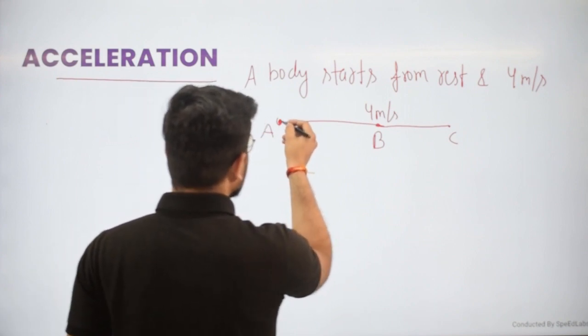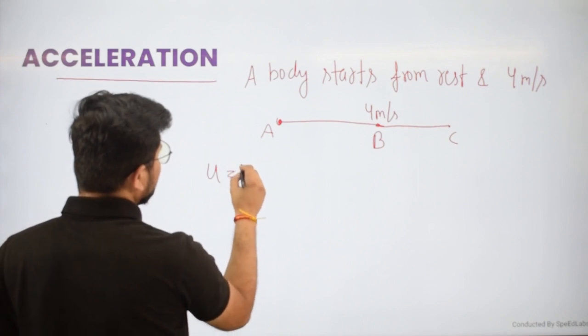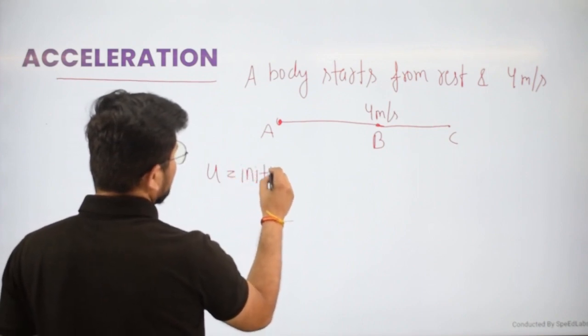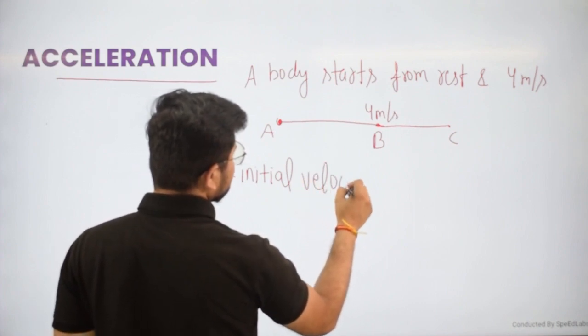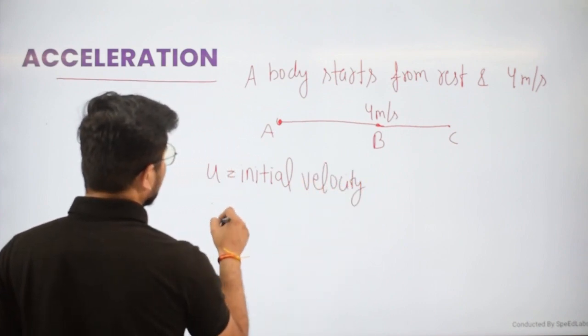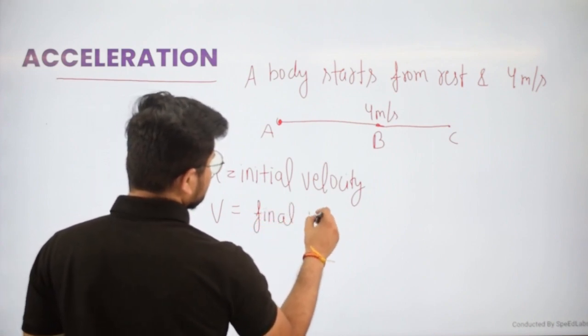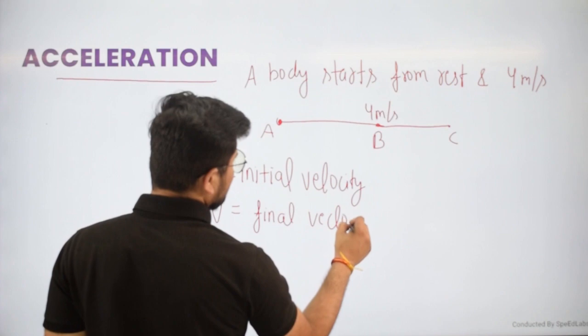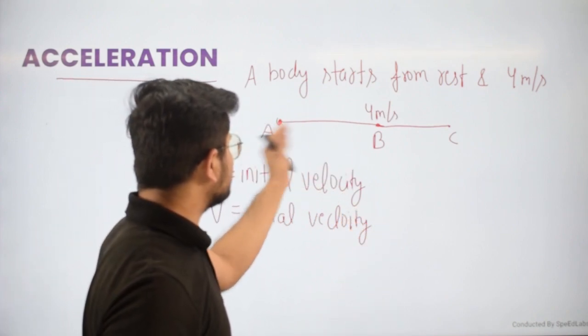Look, what does this say? A body starts from rest. So u is the initial velocity. I'm writing the important terms here, you can also note them down. Initial velocity is u, and v is the final velocity. So can you notice the change in velocity here?